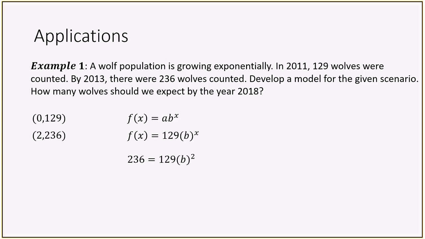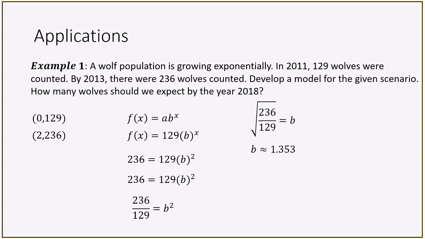So my f(x) will become 236. My x will become 2. And then you just have to go about solving for b. Divide both sides by 129. Square root both sides. And so b is approximately 1.353. Now my model is y, or f(x), is equal to 129 times this b that I found, 1.353 to the x power. And that's usually what a question like this ends with, it asks you to build your model, call it a day.